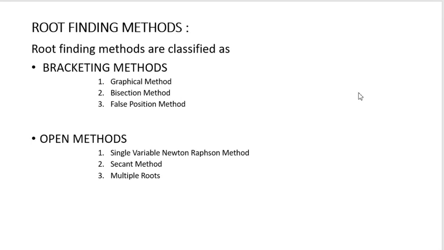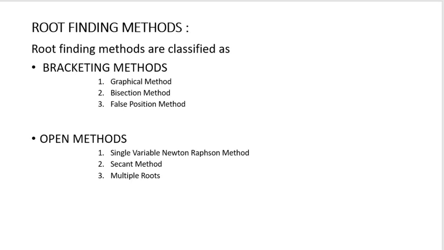numerical methods for root finding can be classified as the bracketing methods and the open methods. In the bracketing methods, we will be discussing about the graphical method, the bisection method, and the false position method. And in open methods, we will discuss about the single variable Newton-Raphson method, secant method, and multiple roots.